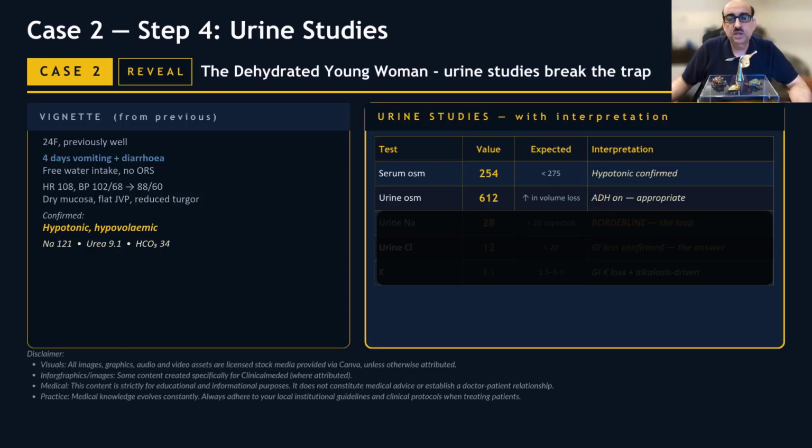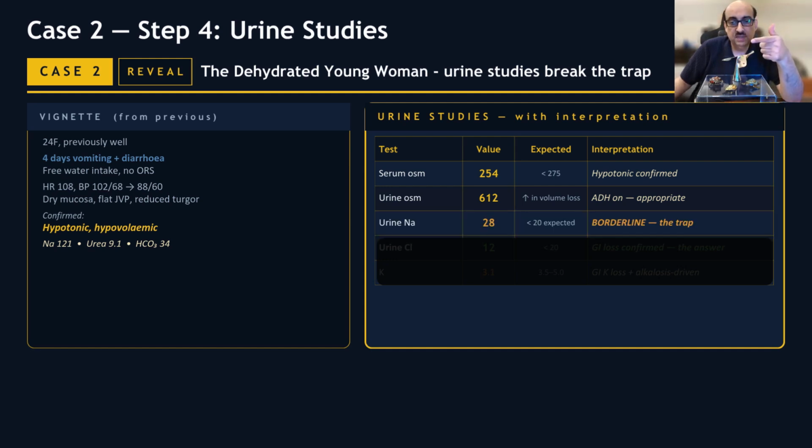Step number 4, urinary studies, which should give us a confirmatory diagnosis. So first one, serum osmolality. We know it's already 254, which confirms hypotonia. We have looked at it. Urine osmolality is 612. What does it mean? That the kidneys are trying to conserve the water and ADH is on.